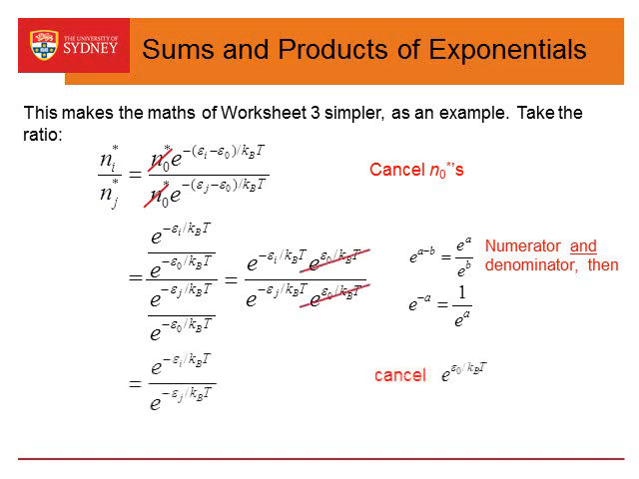We cancel it now, and that leaves us with a simple ratio e to the minus Ei over kBT divided by e to the minus Ej over kBT. That can now just be recombined into an energy difference in the exponent, using the same rule, e to the a minus b is e to the a divided by e to the b.